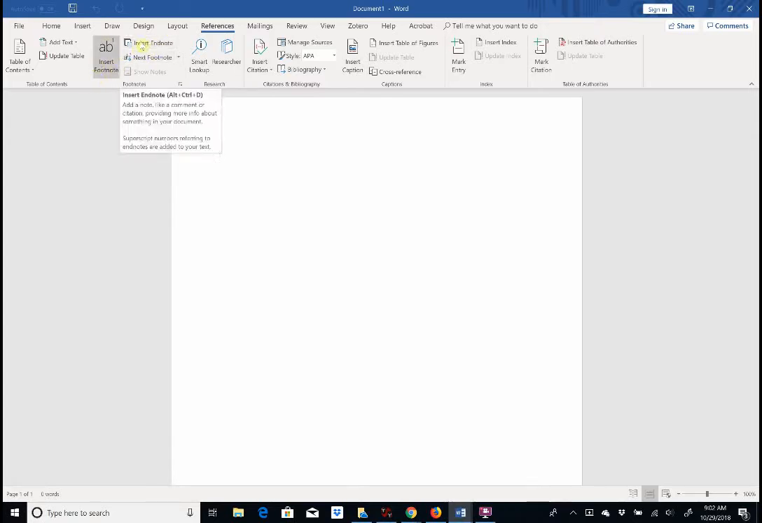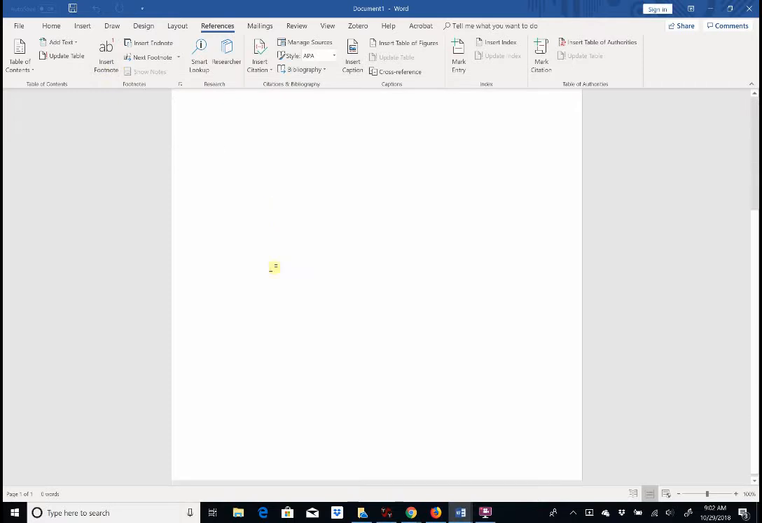And the only difference between these two is as you're writing, a footnote will just appear, the number will appear at the bottom of the page. So all of the notes for this particular page will come at the bottom. An endnote will look exactly the same, except it will come all the way at the end of the document. Okay, so all of the notes will be at the end of the document after your text.